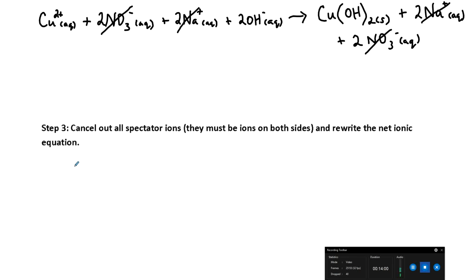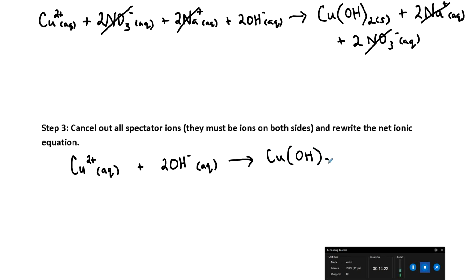Okay, so at the end, the net ionic is just writing out what's left. So we've got our copper ion and our 2 hydroxide ions, and they will form the copper 2 hydroxide precipitate. So that is all you write for the net ionic equation because that's all that's changed, right?